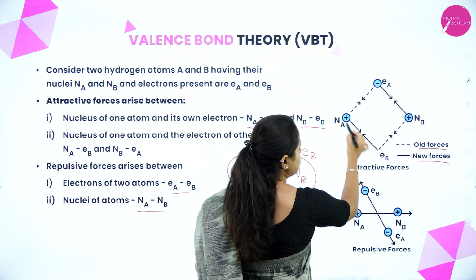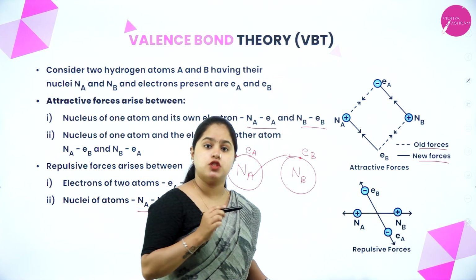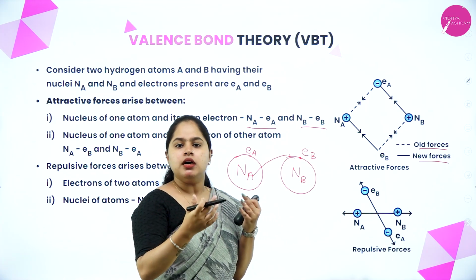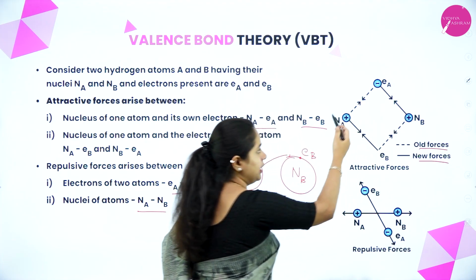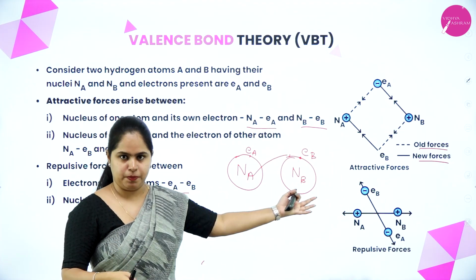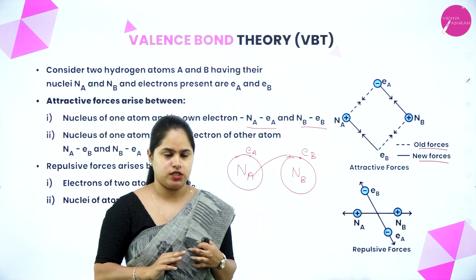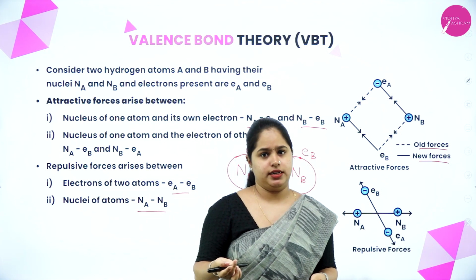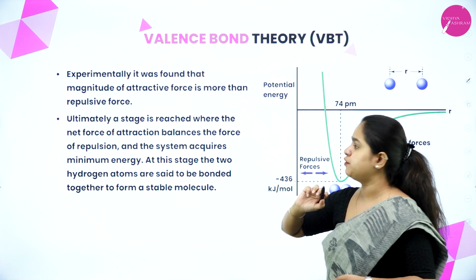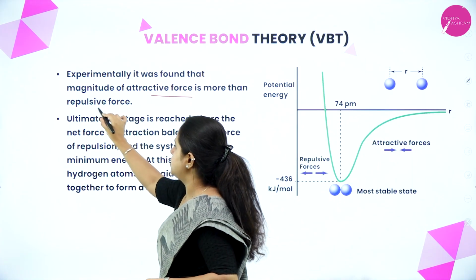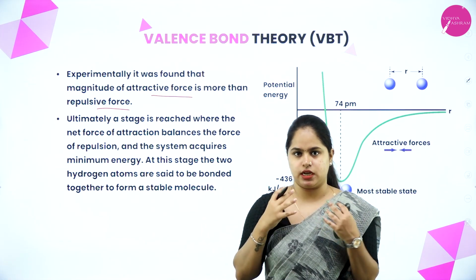That is why it is represented by a bold line. Now the attractive force between Nb and Eb was already existing, between the nucleus and the electron of the same atom. Between Nb and Ea, it is a new attractive force. Clear? So I hope it is clear what attractive and repulsive forces are happening here. Now what you have to understand is that experimentally it was found that the magnitude of the attractive force is more than the repulsive force. So we understood that attractive as well as repulsive forces act when two atoms are coming close together.